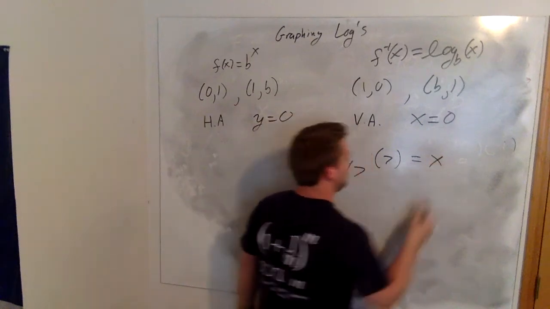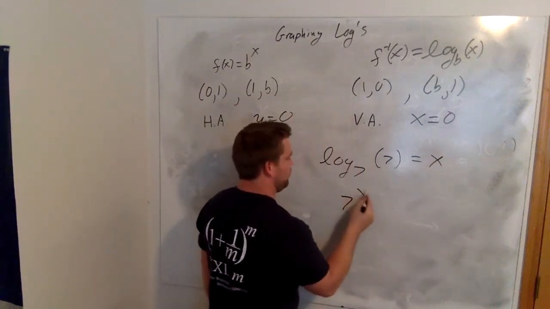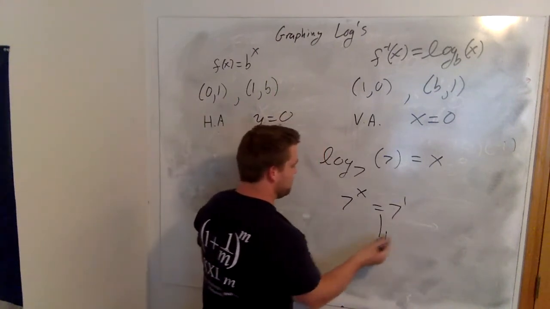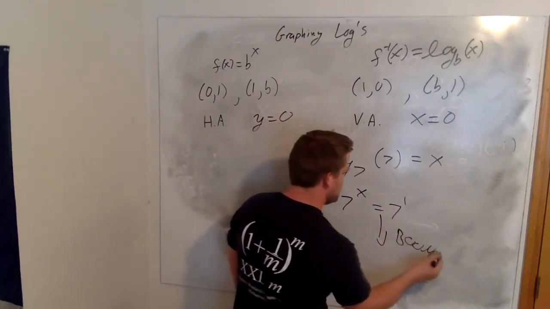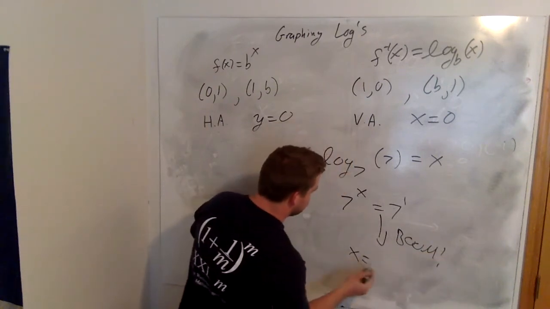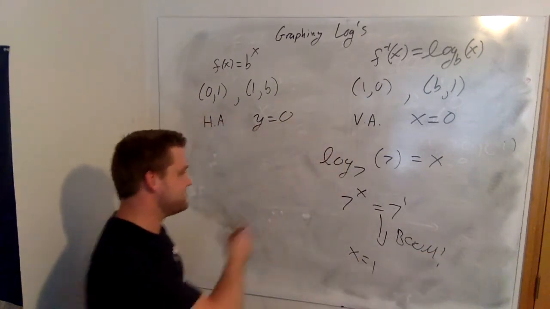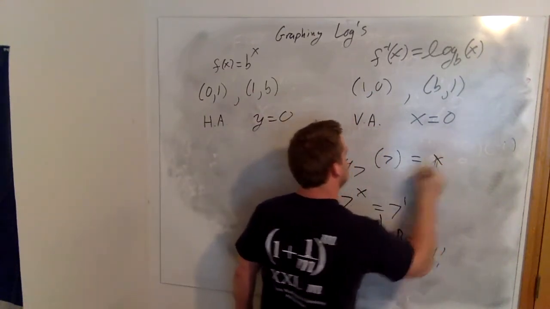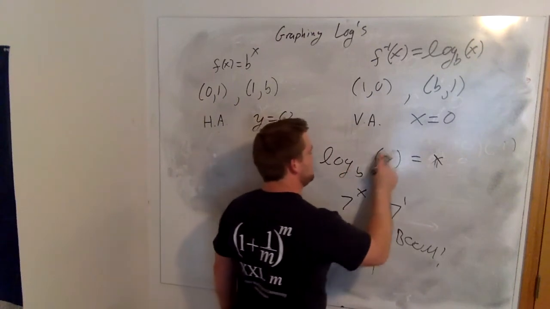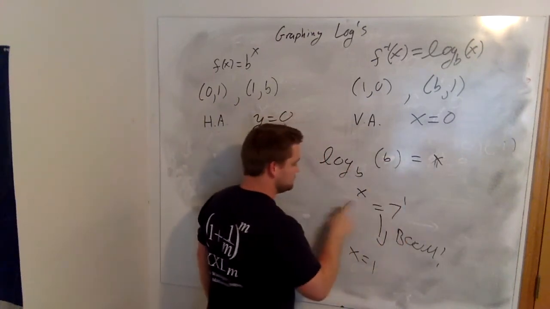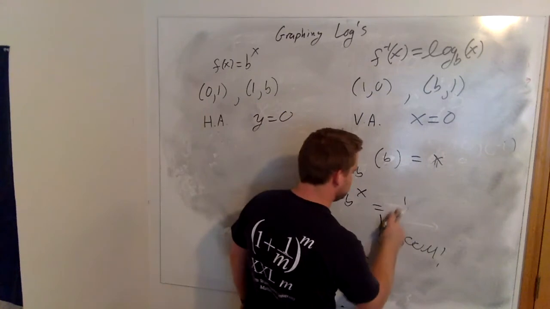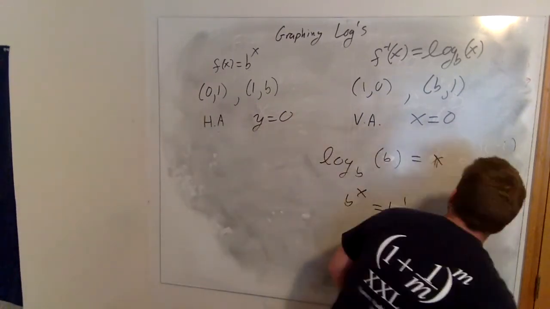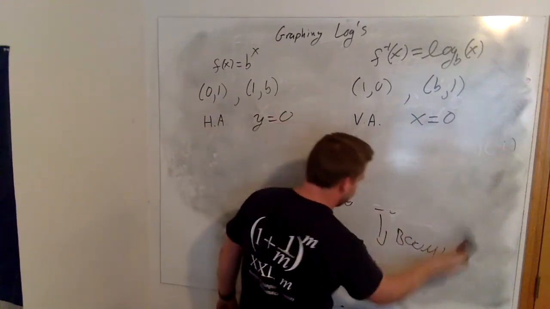Or you could say this is equal to x. So 7 to what power gives you 7? Well, this is 7 to the first power. Boom, boom, drop the base. X equals 1. So that's why when you plug in the base, you're always going to get an output of 1. Okay, so we could just replace all these 7s with b's if you like. Sweet.